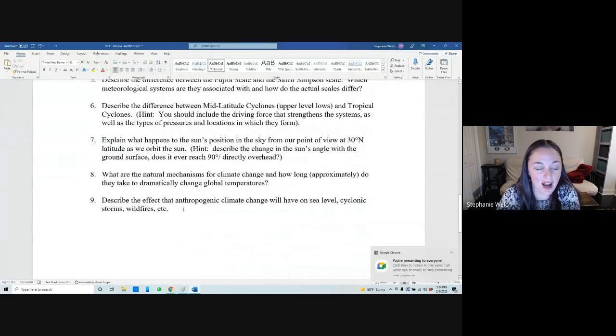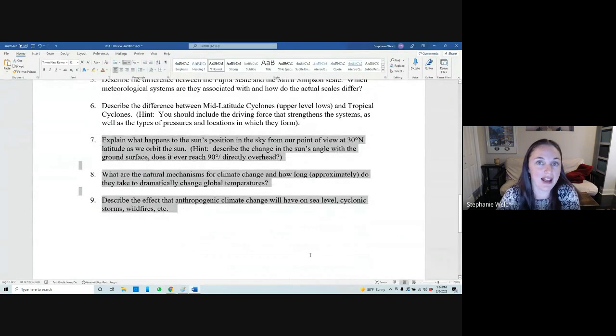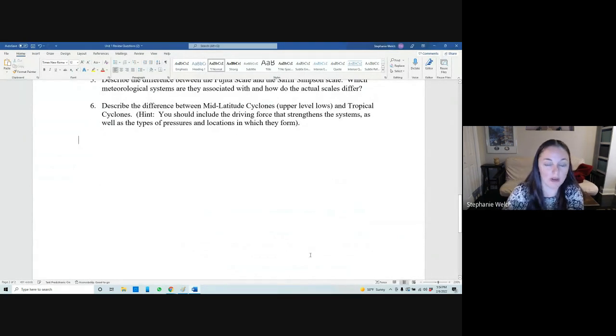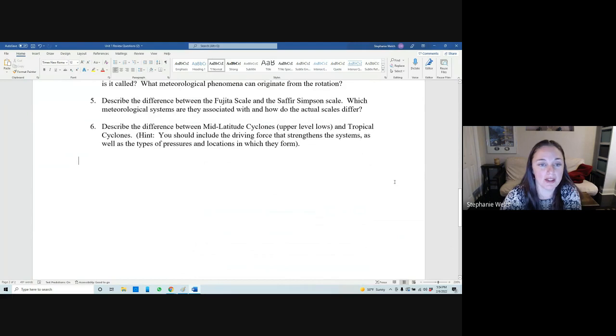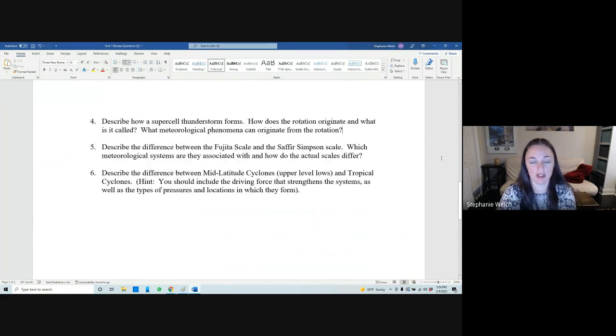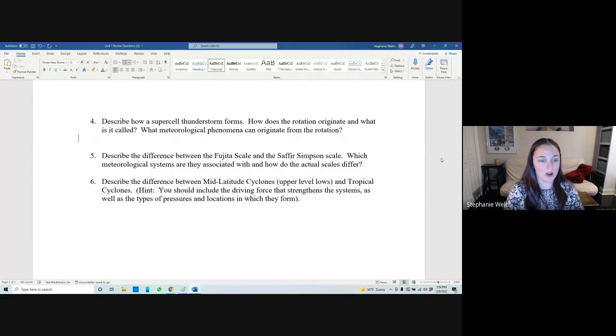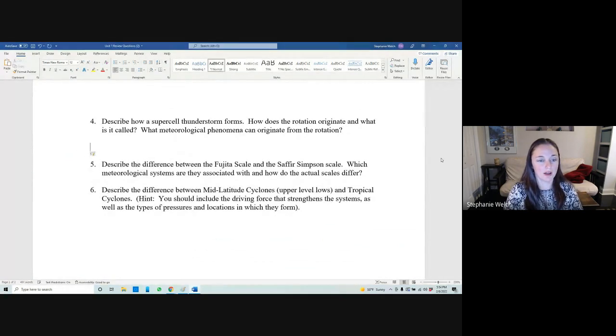Questions 7, 8, and 9 are on the last half of Unit 1, so we're not going through those. They're not going to be on the exam, so we're just going to quickly go through these. This question: describe how a supercell thunderstorm forms. How does the rotation originate? What is it called? What meteorological phenomena can originate from this rotation? Basically, what weather thing can originate from this rotation?